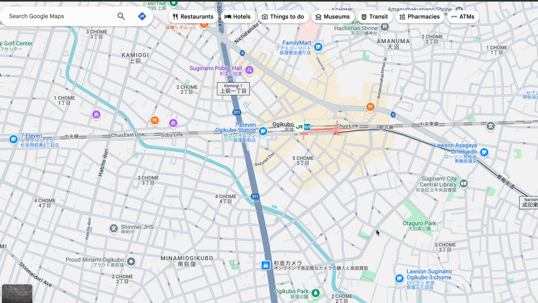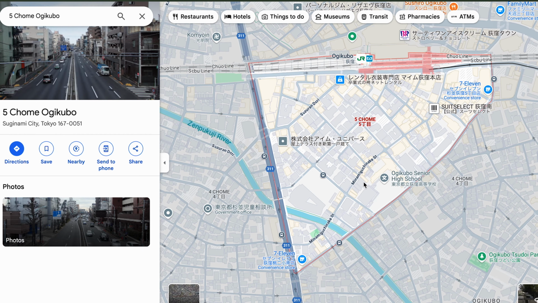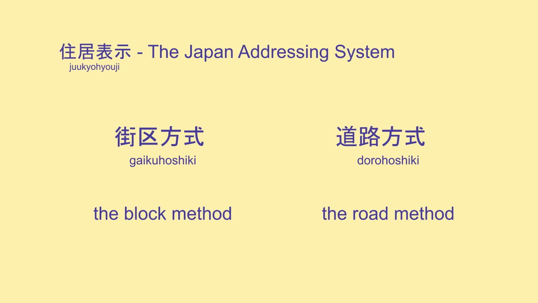In the neighborhood of Ogikubo, in Suginami Ward in Tokyo Prefecture, 5 Chome and 4 Chome are cut off by the train line to the north and major avenues to the west. Once again, from here on out, the video is going to get a bit more complicated. After joining neighborhoods and creating Chome, there were 2 methods within Jukyo Hyoji to create the next set of numbers: Gaiku Hoshiki and Doro Hoshiki.